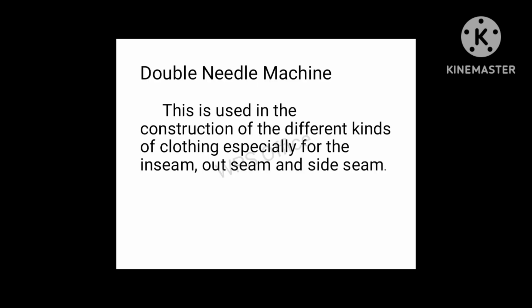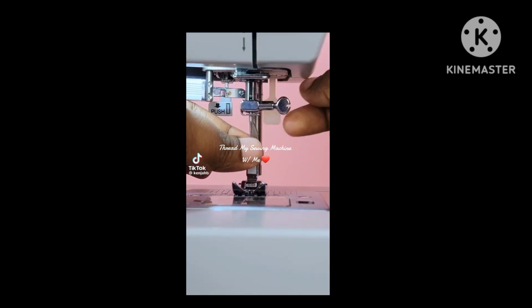Next is the double needle machine. This is used in the construction of different kinds of clothing, especially for the inseam, outseam, and side seam. So I want you to show a video.